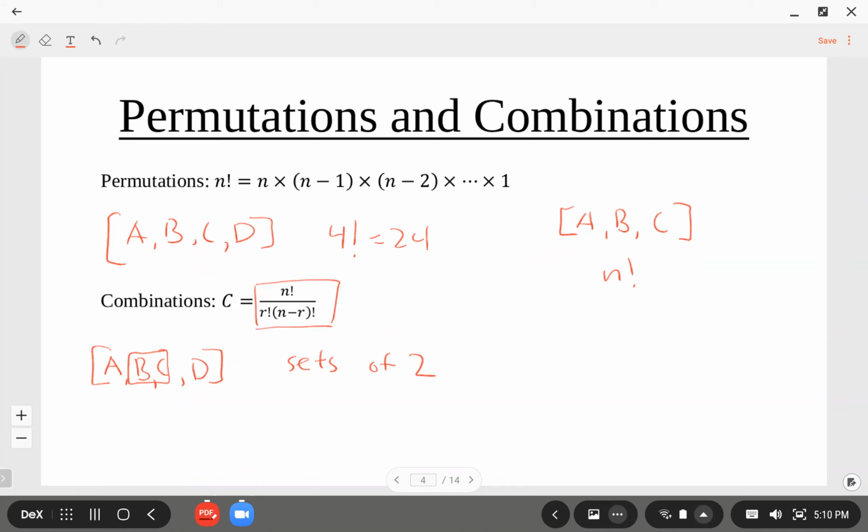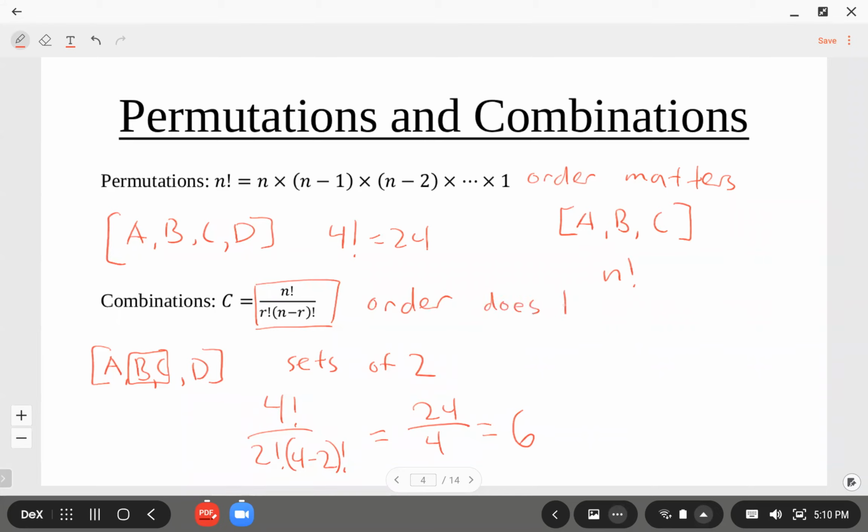So how many objects in the set? That would be n equals 4. 4 factorial over 2 factorial times 4 minus 2 factorial equals 24 over 4 equals 6. 6 sets of 2, okay? And remember, for permutations order matters, because you're arranging, right? But for combinations, order does not matter. Let's say you have a set of 2, B and C. BC is the same as CB, okay?